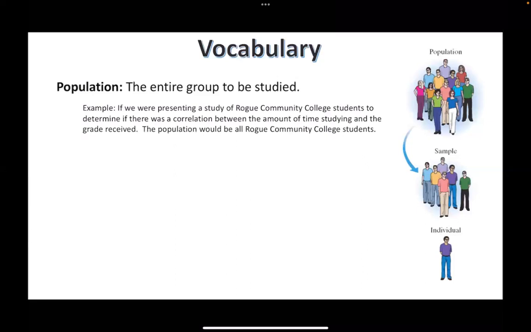So the population is the entire group. Even if we're not talking to everybody in that group, the entire group is the population.